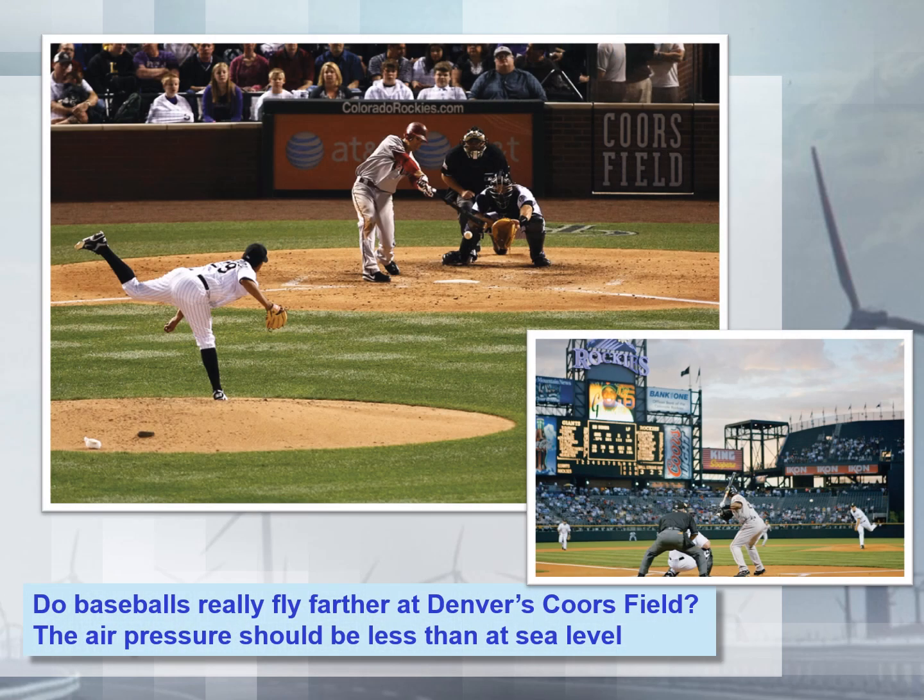I was just checking there to see if we had anything to follow up with on the next slide, and we do. Okay, so it's kind of an urban myth, I guess, urban legend, that baseballs fly further at Denver's Coors Field. Denver is also known as the Mile High City. A mile is 5,280 feet. So Denver's pretty much close to a mile up. And the air pressure there should be less than at sea level.